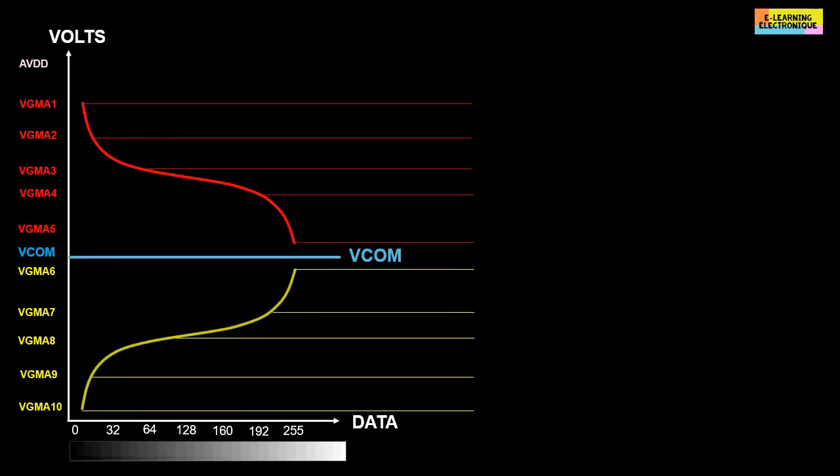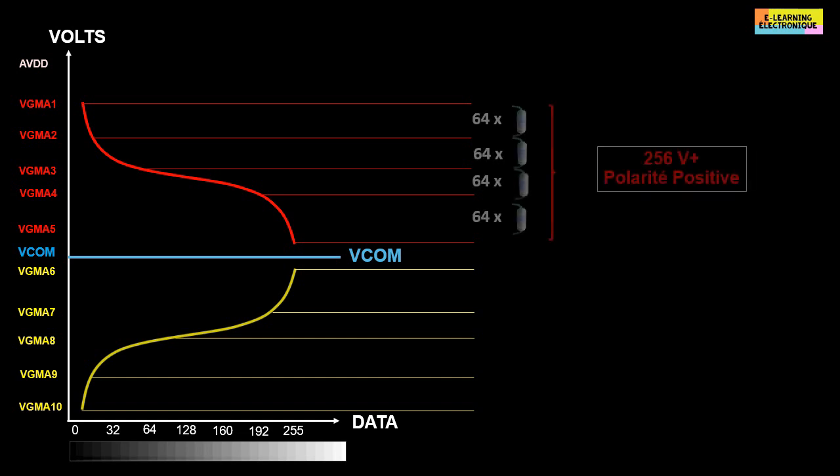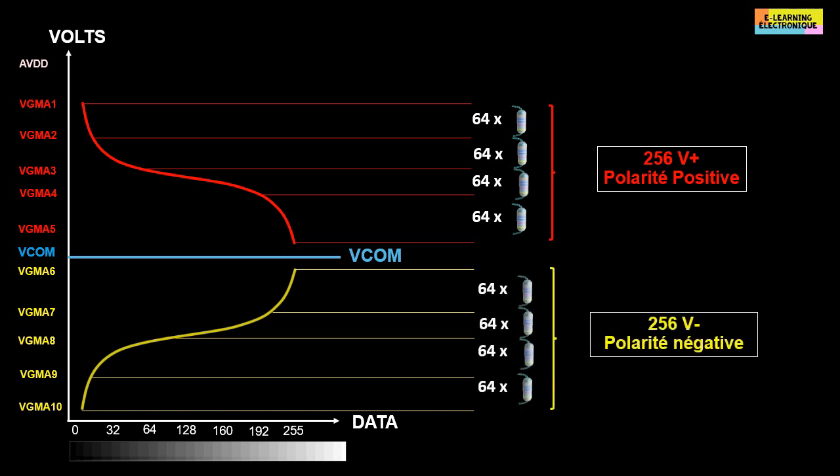If the data uses an 8-bit encoding, this will give values ranging from 0 to 255, i.e. a total of 256 gray level values. For each value of the data, it will be necessary to make it correspond to an analog voltage. For example, with 5 positive and 5 negative gamma values, it will be necessary to put a series of 64 resistors between each gamma reference to obtain 256 positive and 256 negative analog voltages.